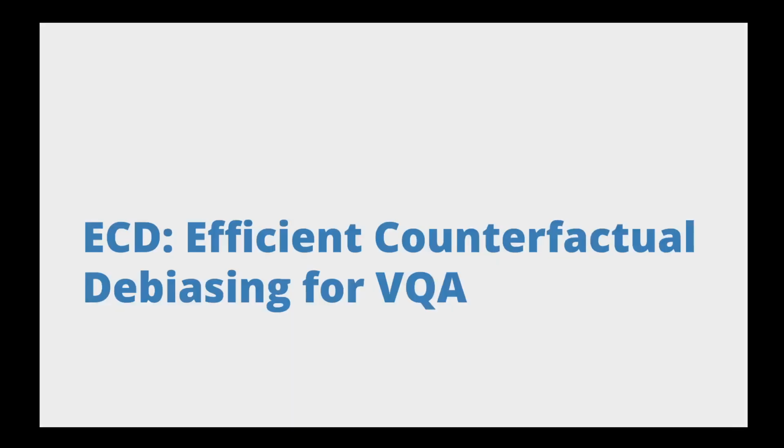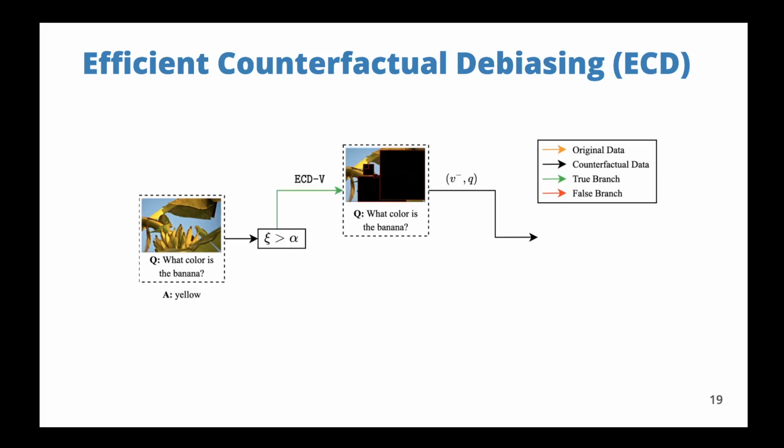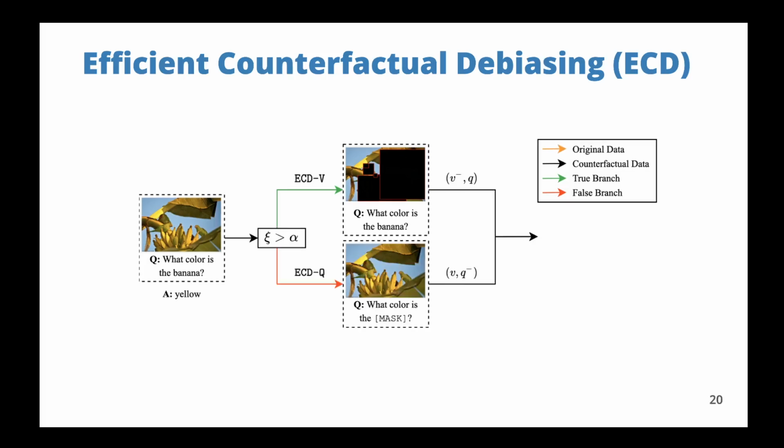Our novel approach is a part of the changing training procedure strategy, relying on counterfactual synthesizing for addressing language biases. Here we illustrate our proposed method. ECD receives as input a set of image features, a question, and an answer. We sample Xi from a uniform distribution and test whether Xi is greater than alpha. If so, we execute model ECDV, which applies a visual mask to the critical visual features. Otherwise, we execute model ECDKey, which applies a textual mask to the critical words in the question.